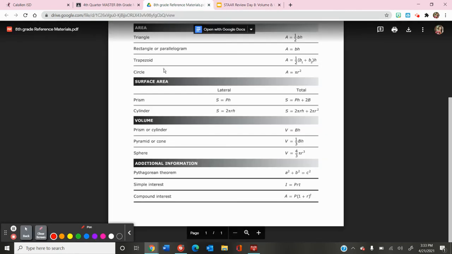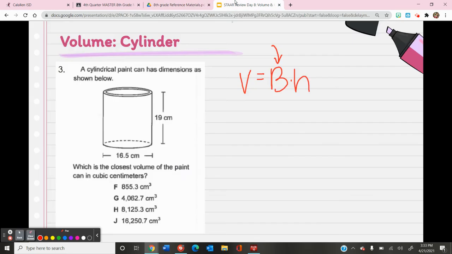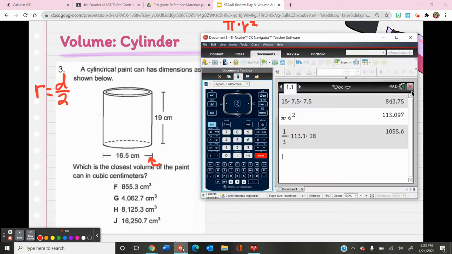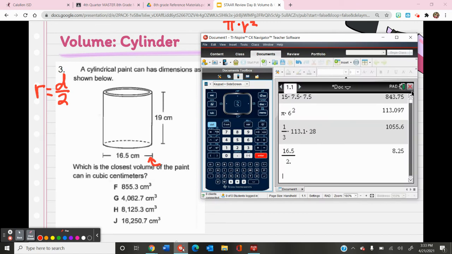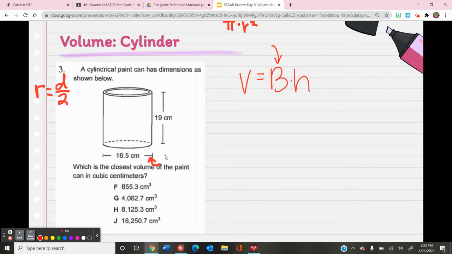Now going back to your formula chart, we see that the formula for area of a circle is pi times r squared. So pi times r squared. So what is my radius here? I see here that they have given me my diameter. I know this is my diameter because this line goes all the way across. Now again, to find my radius, I'm going to divide my diameter by 2. So here I have 16.5. I want to go ahead and divide that by 2, and I get 8.25. So my radius is 8.25.